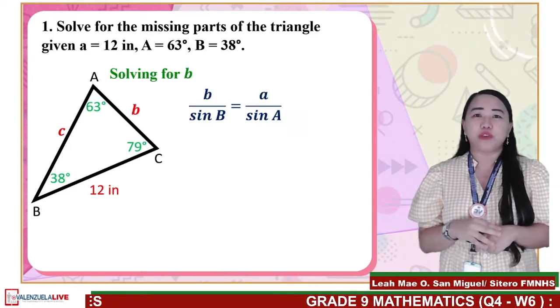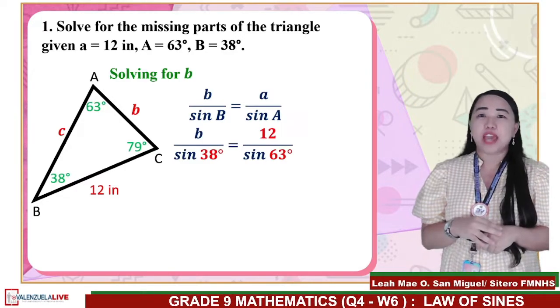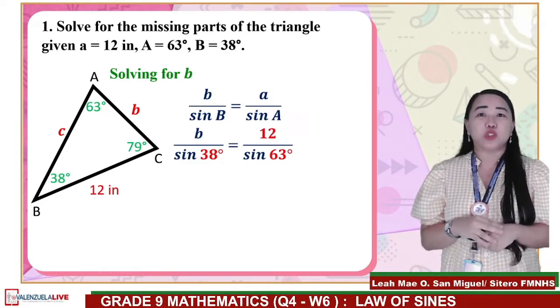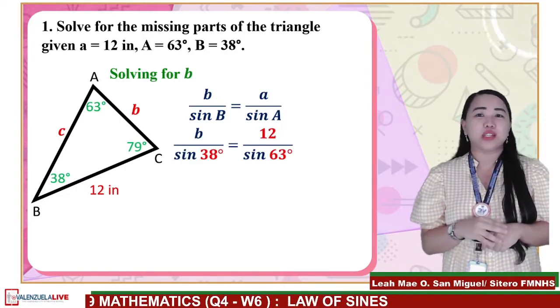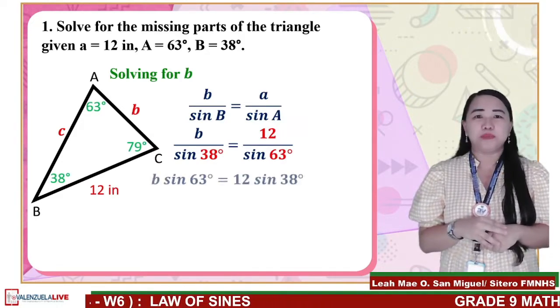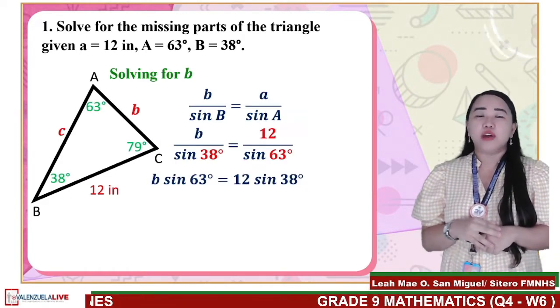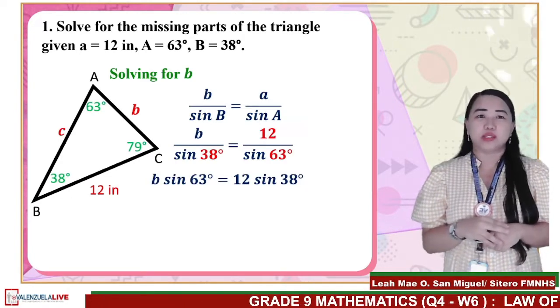Substitute the value of A and the angles A and B. B over sine 38 degrees is equal to 12 over sine 63 degrees. By cross multiplication property, B times sine 63 degrees is equal to 12 times sine 38 degrees.